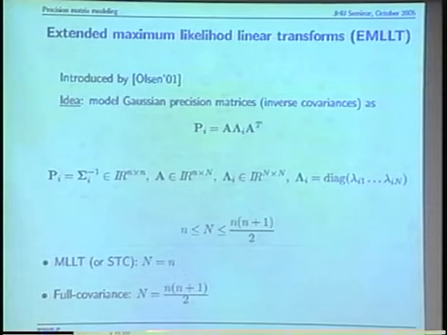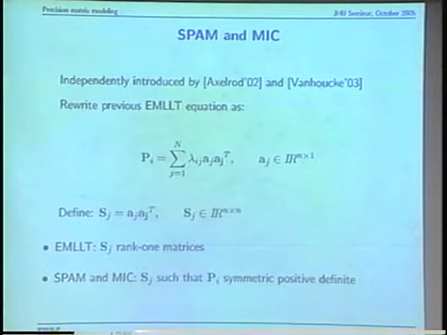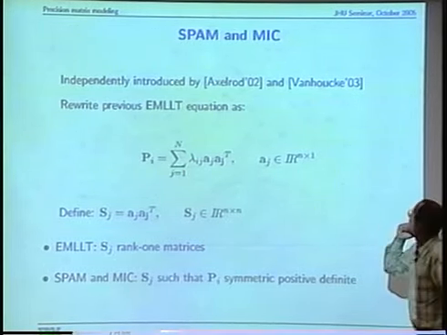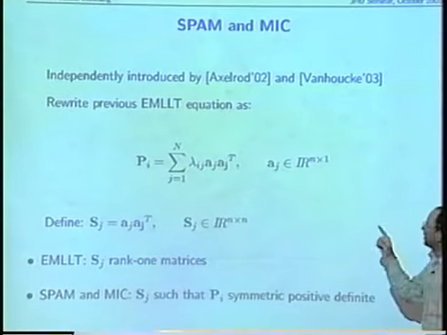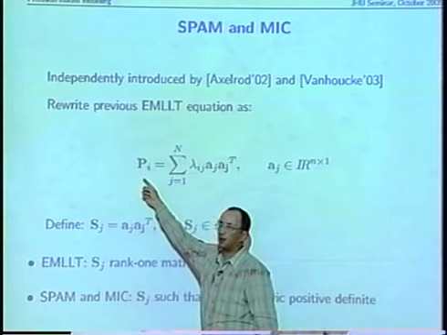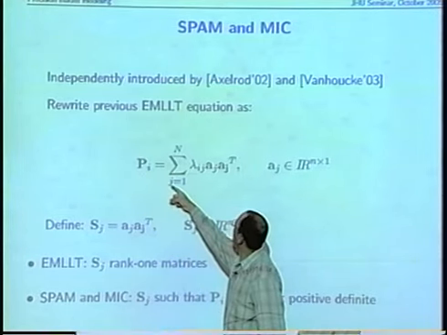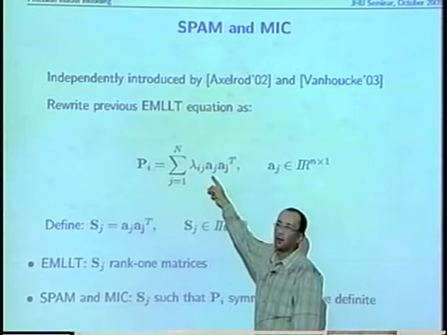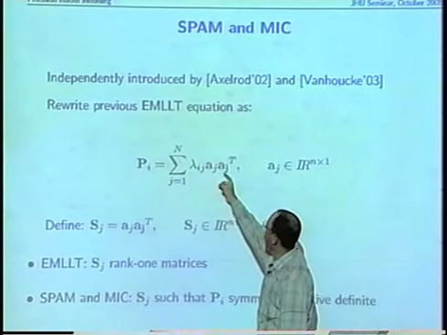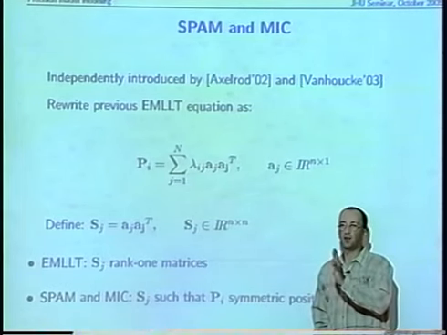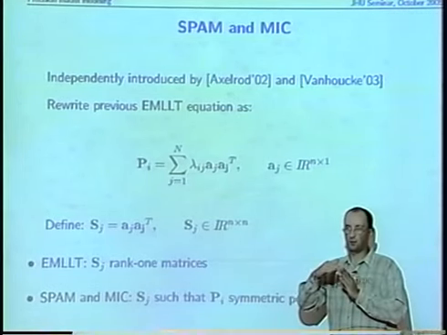So now there's an improvement to this technique called subspace precision and mean, SPAM. Like I said, introduced by Axelrod and Van Hoek. And the idea is this. So let's rewrite the MLLT equation as a summation over the diagonal entries, lambdas, and the rank 1 matrix. So this rank 1 matrix is formed by taking the columns of the A matrix and multiplying by its transpose. Okay?